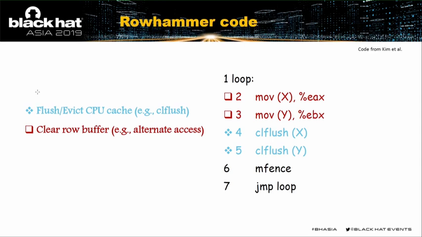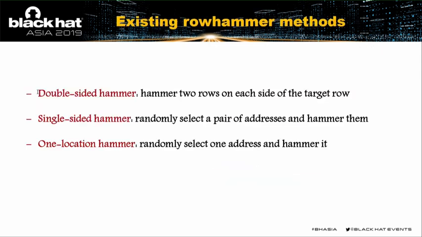So, by the way, the line 6, the mfence instruction is unnecessary to induce bit flips, and this is also reported by Sebon. So currently, we have 3 existing rowhammer methods. The first is double-sided rowhammer. It hammers 2 rows, one on each side of the target row. And this method requires virtual to physical address mapping, as well as the physical address to DRAM row mapping.